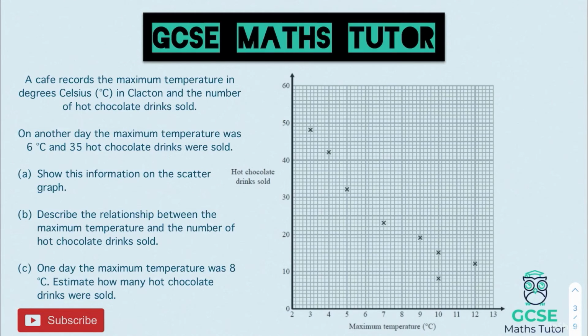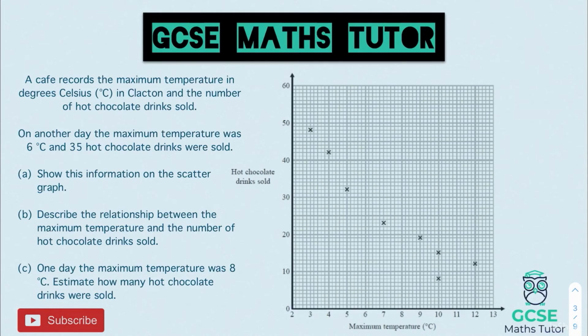Okay, so this question says a cafe records the maximum temperature in degrees Celsius in Clacton and the number of hot chocolate drinks sold. Now let's just think logically here. We would imagine as the temperature goes up, we would probably drink less hot chocolate, so we're more likely to drink a sort of colder drink. So just thinking logically about that and how it might relate to our scatter graph.